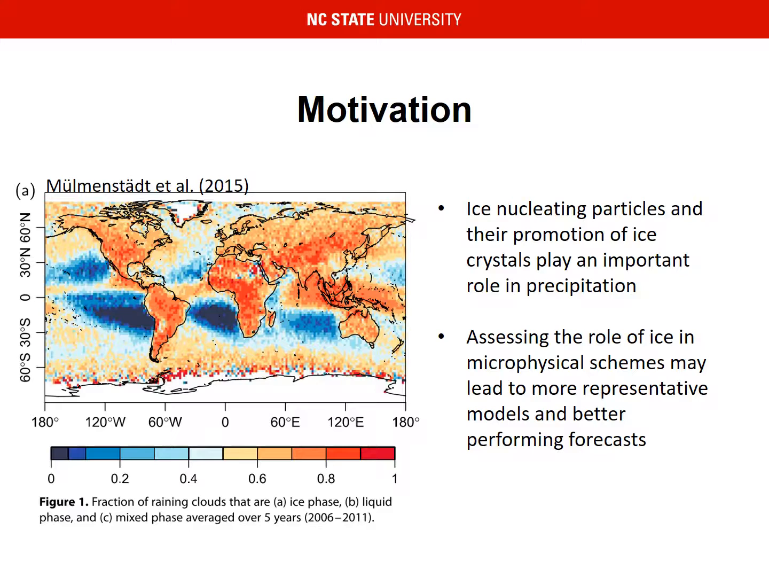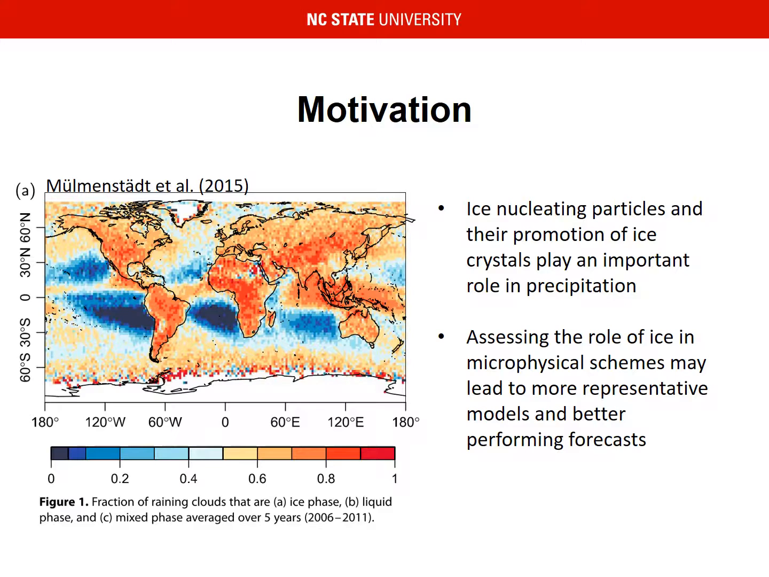And so now moving forward, the motivation for this work, I think, can be well illustrated by the figure off to the left here by Mülmenstädt et al., 2015. In it, they suggest that the cold phase processes dominate the precipitation over much of the Earth, especially over the continents, which is indicated by these warmer colors, which indicate a higher fraction of precipitating clouds over a 5-year period that are involving the cold phase, ice processes.